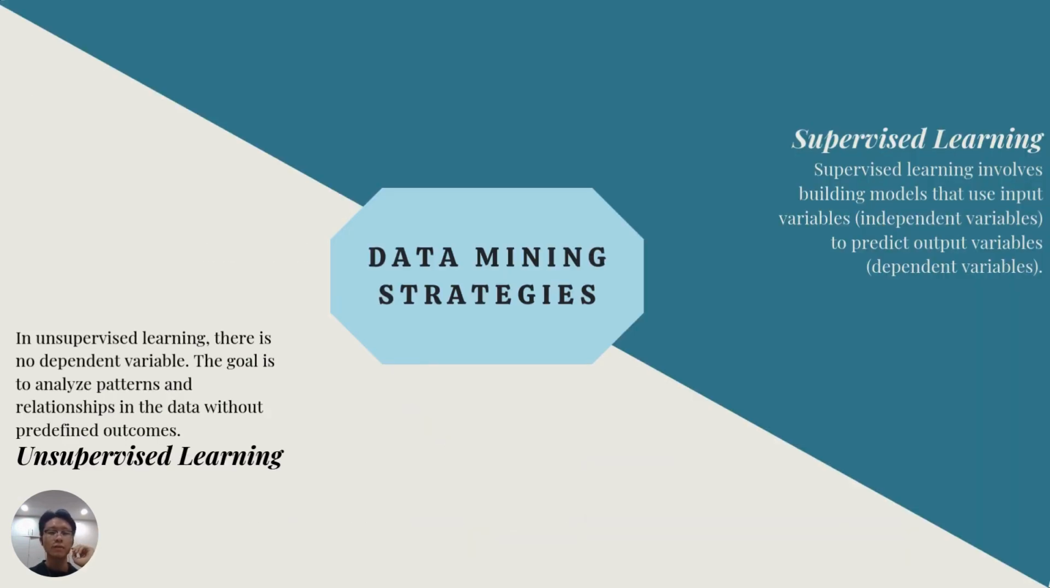So now we have two main data mining strategies. First is supervised learning, which involves building models which use input variables, independent variables, to predict output variables. And in unsupervised learning, there is no dependent variable, and the goal is to analyze patterns and relationships in the data without a defined outcome.